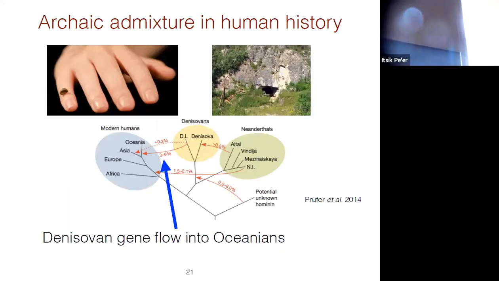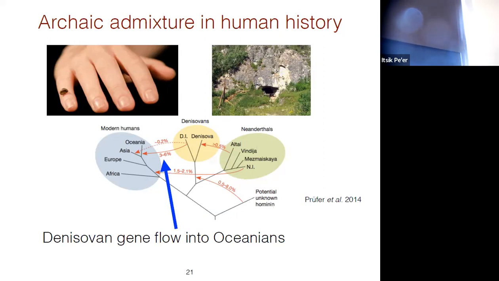So now let's move on to the second archaic introgression event in human history, and this has to do with the Denisovans. This starts with a pinky finger bone that was identified in Denisova cave in the Altai Mountains. When the genome sequence was obtained from this pinky finger, it was found to be from a population that was neither modern human nor Neanderthal, but a population that was a cousin of Neanderthals. So it was a sister group.